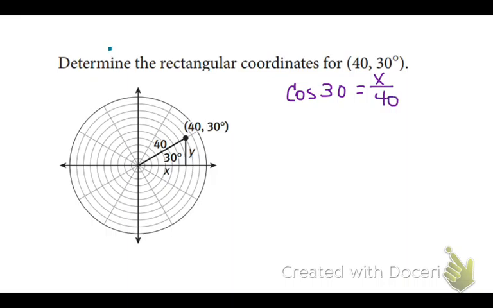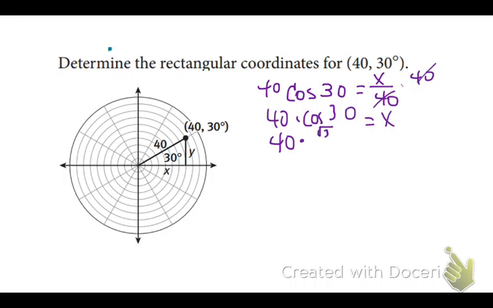Okay? But if I want x, all I really need to do is solve for x, right? So how could I solve for x? Multiply both sides by 40. Okay? So those would cancel, so I would have x equal to 40 times cosine of 30. What is cosine of 30 off of your unit circle? Square root of 3 over 2.